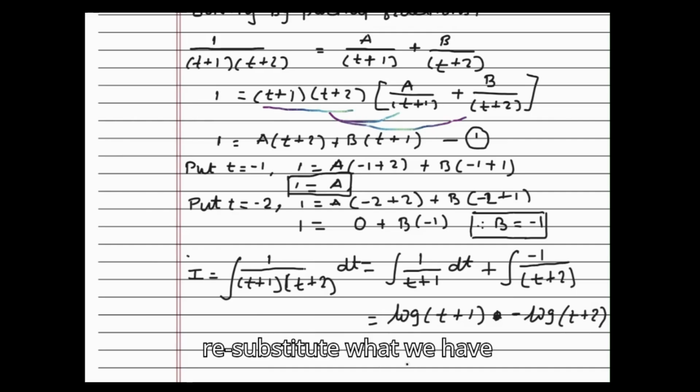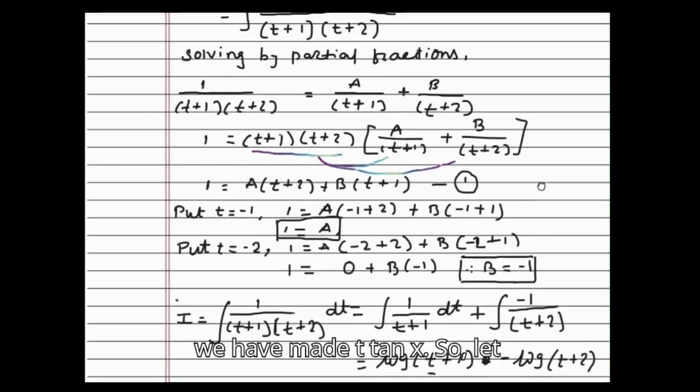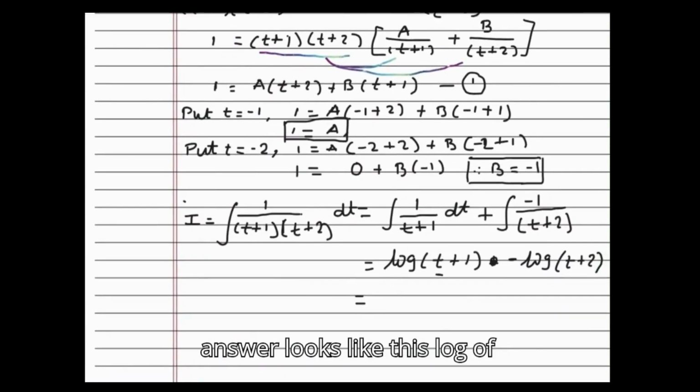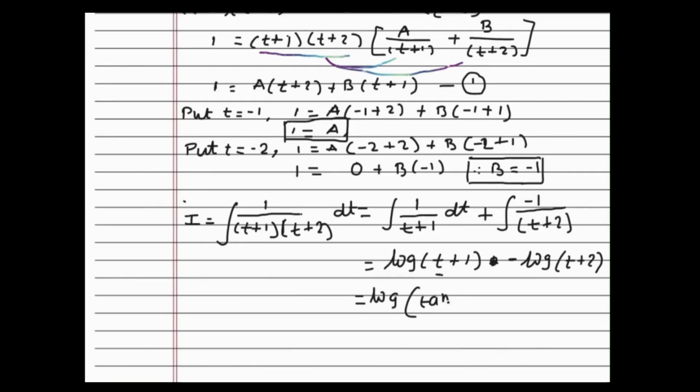And let's just resubstitute what we substituted for t. We have made t equal to tan x, so let us resubstitute that here. The final answer looks like this: log of tan x plus 1 minus log of tan x plus 2.